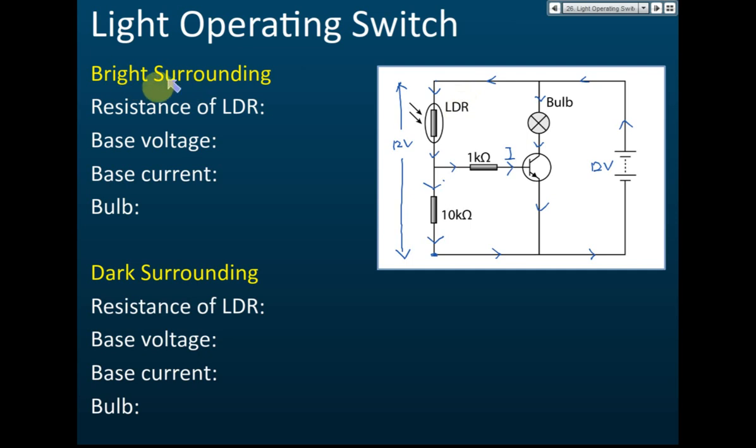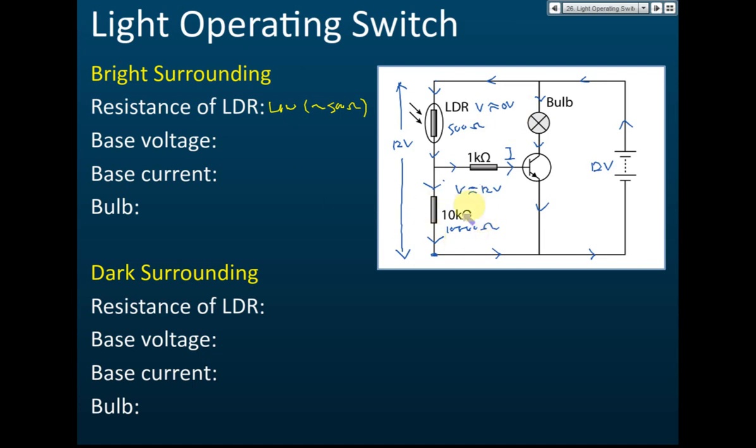Let's say at a bright surrounding, so that means here is very bright. At the bright surrounding, is the resistance of the LDR high or low? Low, usually just a few hundreds. Let's say it's just 500 ohm. So if this is 500 ohm and this is 10,000 ohm, this one the resistance is very small, this one the resistance is very big. If these two resistors share this 12 volt, you will find that the voltage here is almost 12, and the voltage here is almost zero.